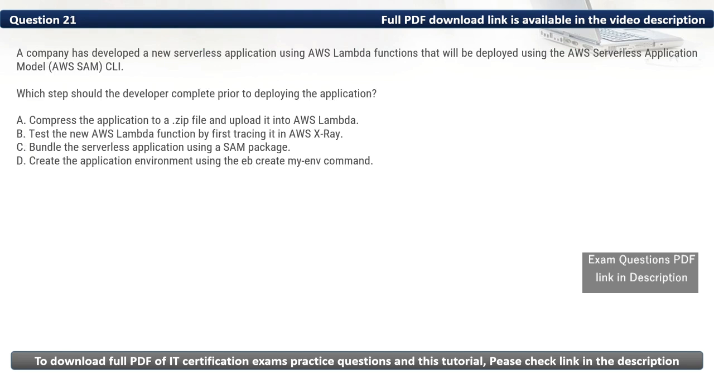Question 21. A company has developed a new serverless application using AWS Lambda functions that will be deployed using the AWS Serverless Application Model CLI. Which step should the developer complete prior to deploying the application? Here in this question, before deploying the application, the developer should bundle the serverless application using sam package. Thus, the correct option is C.